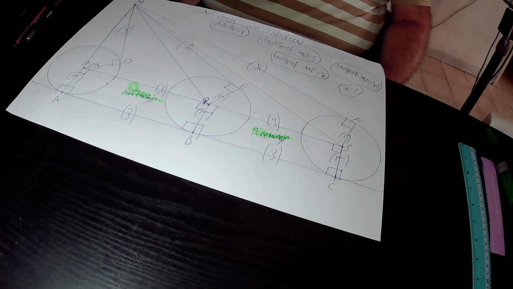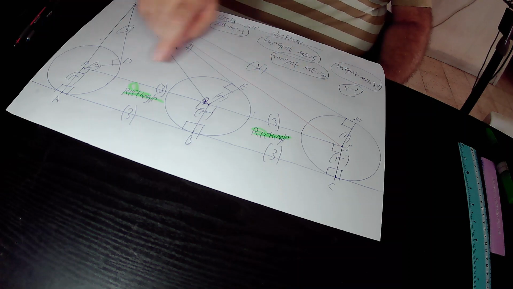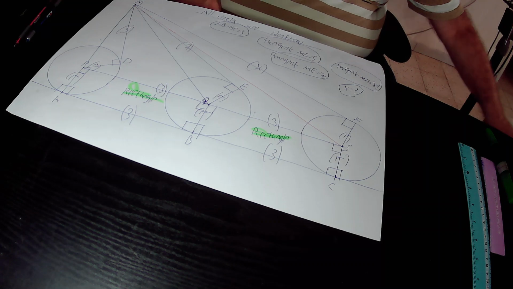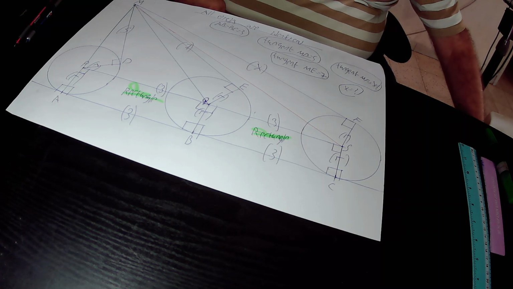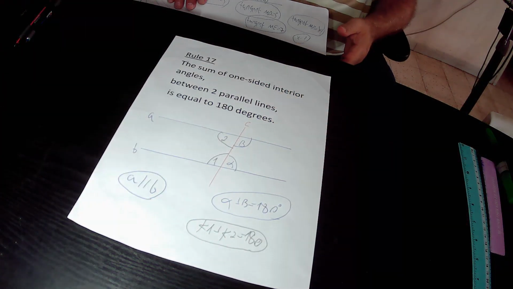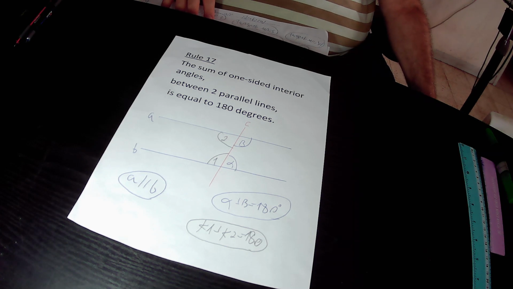For the same reason, since the 3 points P, Q, and S are located at the same distance from line ABC, the line PQS must be parallel to line ABC. And because PQS is parallel to ABC, we can implement here rule 17. So a quick review of rule 17. According to rule 17, the sum of one-sided interior angles between two parallel lines is equal to 180 degrees.